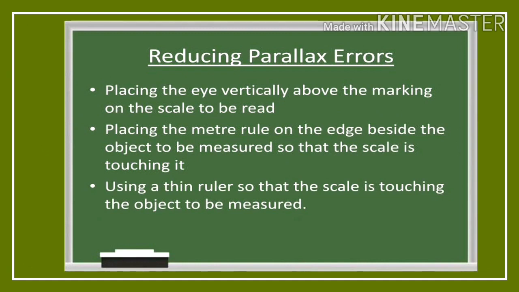Reducing parallax errors: placing the eye vertically above the marking on the scale to be read. Placing the meter ruler on its edge beside the object to be measured so that the scale is touching it. Using a thin ruler so that the scale is touching the object to be measured.